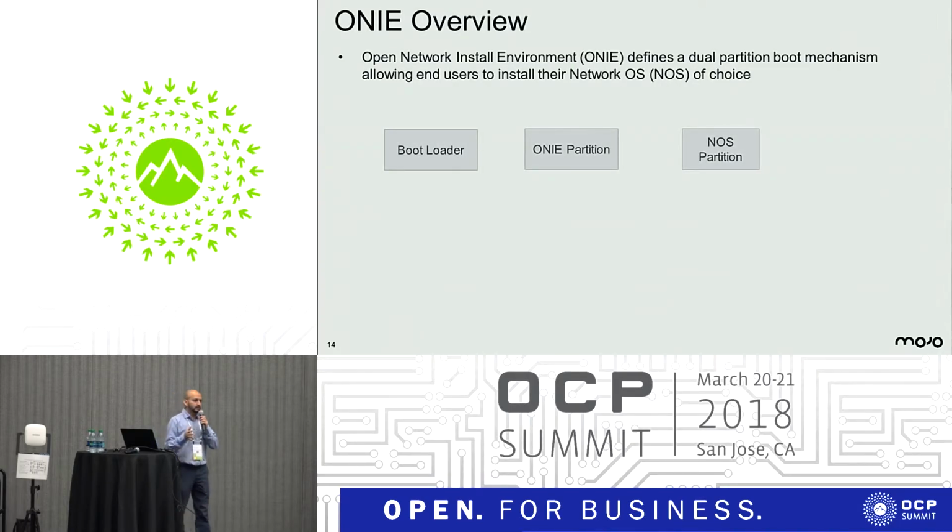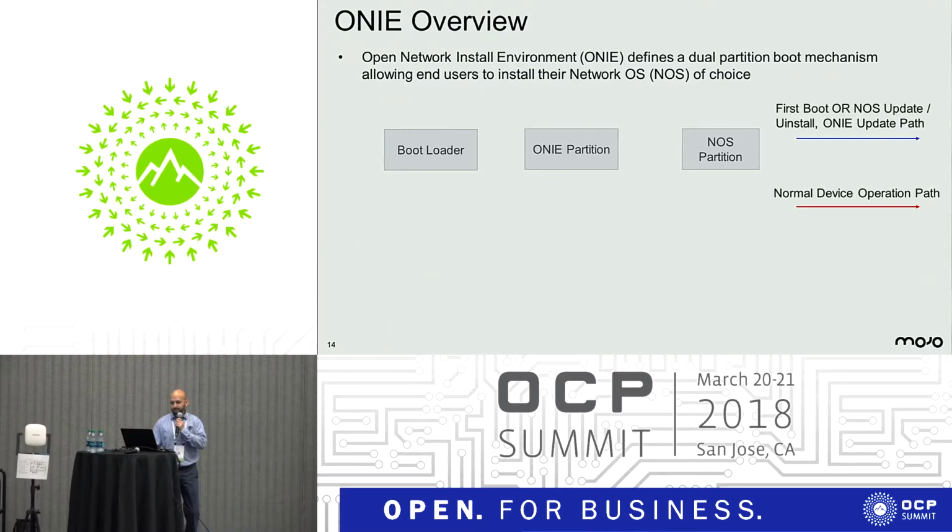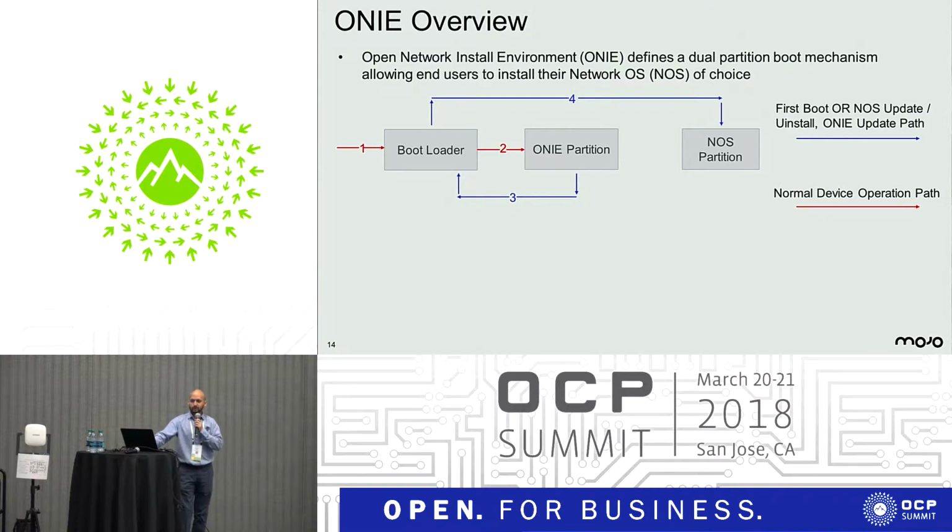Essentially, ONIE defines a dual boot partitioning mechanism. So there's a bootloader, one partition as ONIE, the other partition as NOS. On first boot, the system boots into ONIE, where you discover, download, and install the NOS, and then you boot back into the NOS partition. That is your normal operational path until the time where you want to make any changes. For example, if you want to uninstall your NOS, change your NOS, upgrade your NOS, or update ONIE itself, then you boot back into the bootloader, boot back into ONIE, make your changes, and then continue.